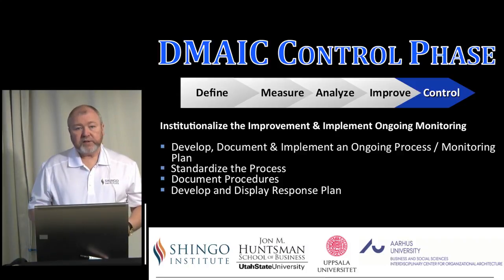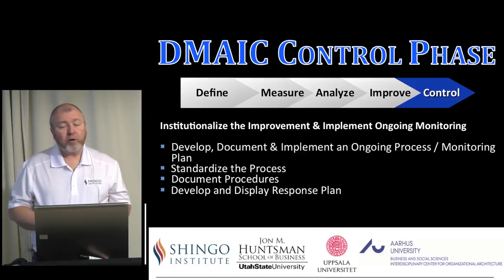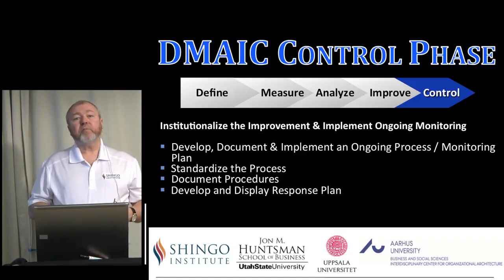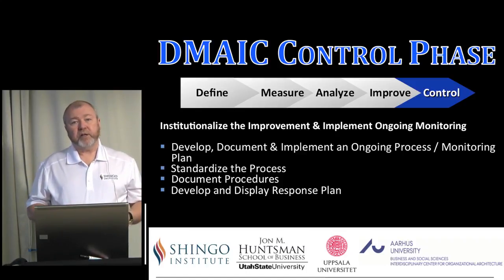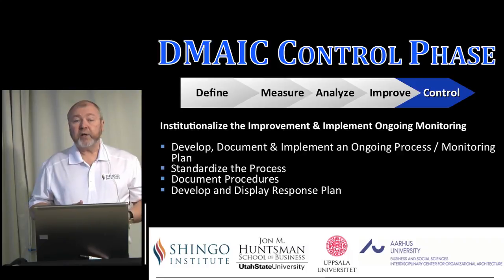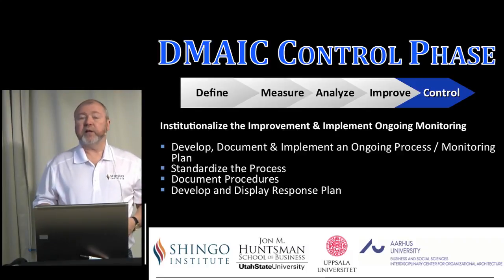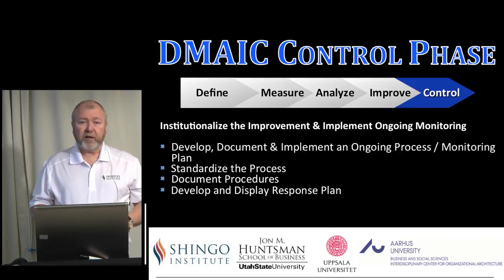In the final phase of DMAIC, control, our goal is to institutionalize the improvement and implement ongoing monitoring. Ongoing monitoring because the nature of most processes, most systems, is over time they tend toward entropy. That is, they tend to decay in their performance rather than toward increasing organization and better performance if left to themselves. Hence, we monitor to make sure that whatever it is that we've done continues to work in the way that it should work.